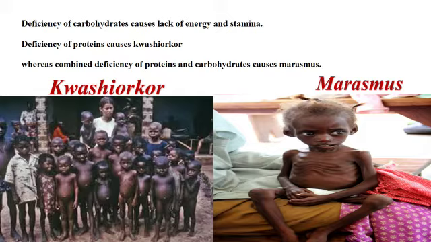Lack of proteins and carbohydrates together ends up with a disease called marasmus. You can see here in this disease, marasmus, children's hands and legs become so thin, and this causes lack of energy and stamina.